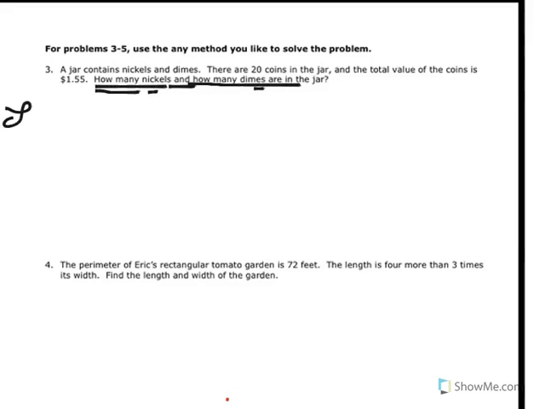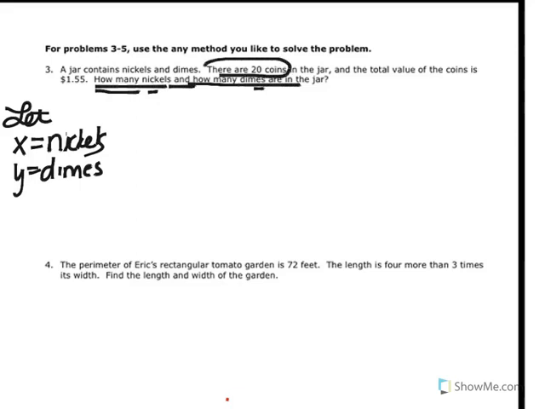So we're going to let x equal nickels, y equal dimes. Now we have two equations to do. One has to deal with the number of coins in the jar, and the other one has to deal with the amount of money, the value. So if x is the number of nickels and y is the number of dimes, and there's 20 coins in the jar, then x plus y equals 20.